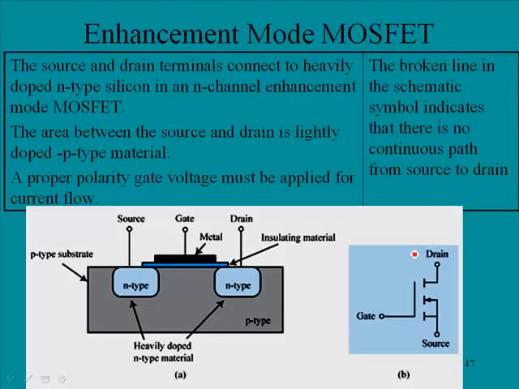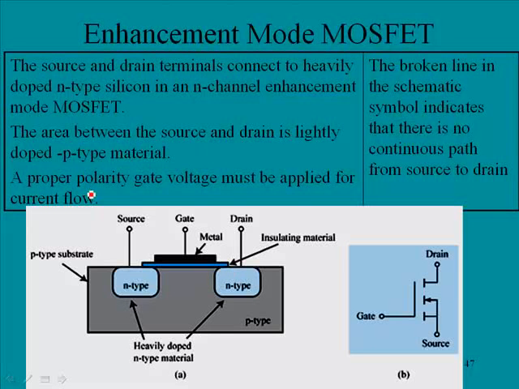Enhancement mode MOSFETs. The source and drain terminals connect to heavily doped N-type silicon in an N-channel enhancement mode MOSFET. So here we have the source, here we have the drain. They're connected to heavily doped N-type material. The area between the source and the drain is lightly doped P-type material. So there's no continuous channel between the source and the drain like we had with JFETs and with the depletion mode. And remember, this is enhancement mode. This is the major difference right here.